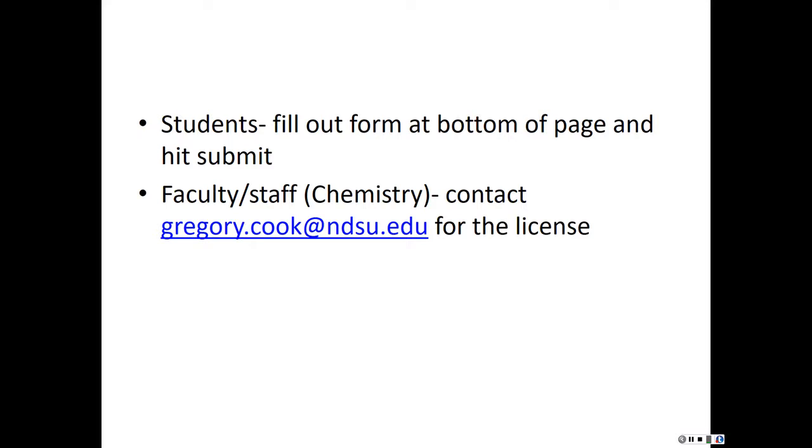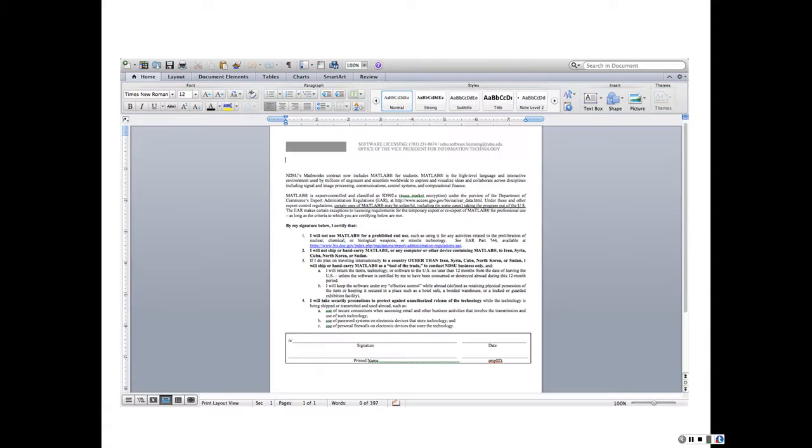Otherwise, if you work here, you can contact Gregory Cook and he'll email you the stuff needed to proceed. So basically, they'll send you this sheet here, a Word document. You just print it, sign it. You're supposed to read it. Make sure you read word for word, just like you do every other terms and conditions page. One interesting thing to note here is my signature below certifies that I will not use Matlab for missile technology. So, yeah, funny.